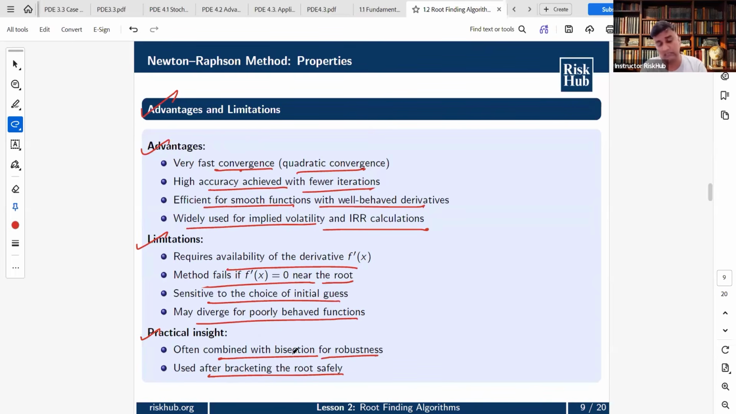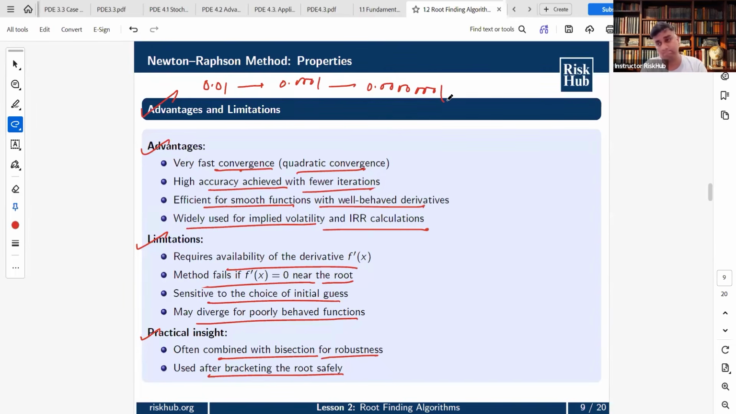So the basic idea here is the Newton-Raphson. When we look at advantages and limitations, the advantage is quadratic convergence, meaning error is reduced very fast near the root, and fewer iterations; it usually needs fewer steps than bisection, efficient for smooth functions. Common in finance, used in implied volatility and IRR calculation. What does quadratic convergence mean? If the error is small, Newton roughly squares the error each iteration. For example, 0.01, 0.0001, 0.00000001, right? This is extremely fast.